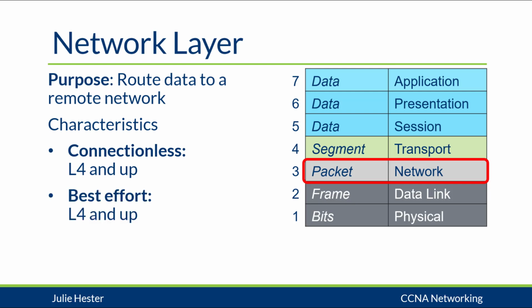It is also best effort. If a packet gets lost or doesn't arrive, Layer 3 doesn't try to resend it. Layer 4 and above manage this if desired. Finally, it is media independent. Layer 3 doesn't know what physical media will be used along the route. Layer 2 creates frames for the specific media, and Layer 1 handles the physical transmission.